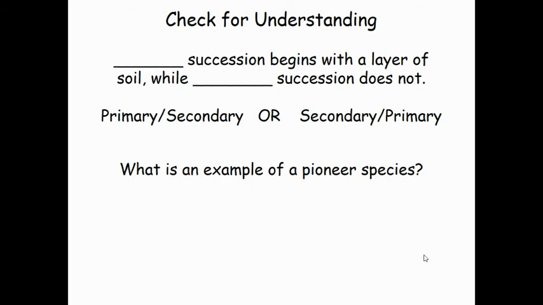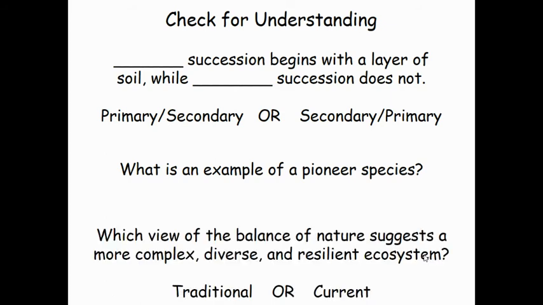Example of a pioneer species. I can't remember which number that was on. Oh, there it is. 15. Yeah, lichens and mosses. All right, which view of the balance of nature suggests a more complex, diverse, and resilient ecosystem? The traditional one or the current one?